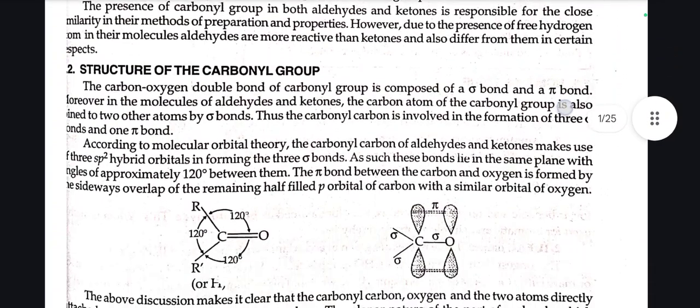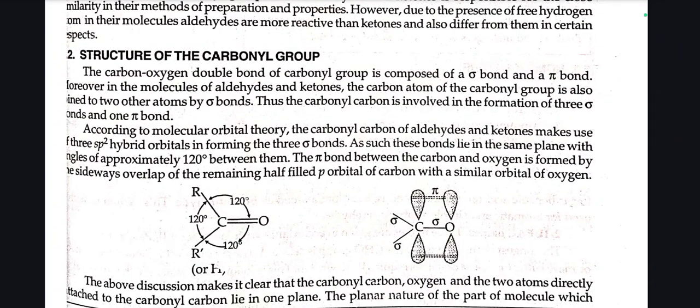Now, structure of the carbonyl group. The carbon-oxygen double bond of the carbonyl group is composed of a sigma bond and a pi bond. Moreover, in the molecules of aldehydes and ketones, the carbon atom of the carbonyl group is also joined to two other atoms by sigma bonds. Thus, the carbonyl group is involved in the formation of three sigma bonds and one pi bond. According to molecular orbital theory, the carbonyl carbon of aldehydes and ketones makes use of three sp2 hybrid orbitals in forming the three sigma bonds. As such, these bonds lie in the same plane with angles of approximately 120° between them.